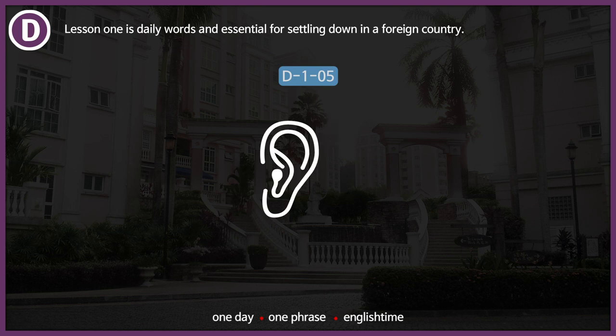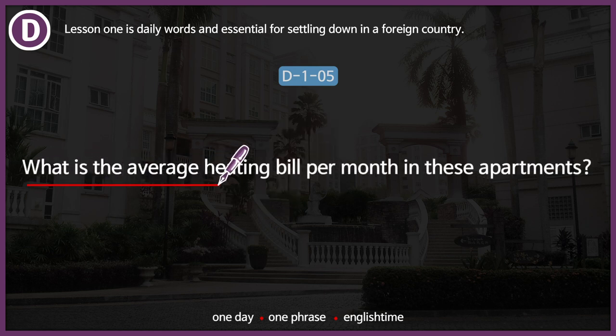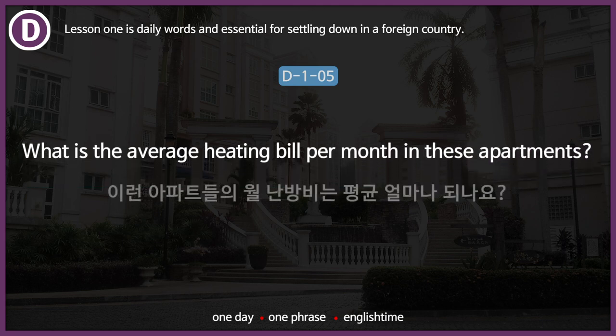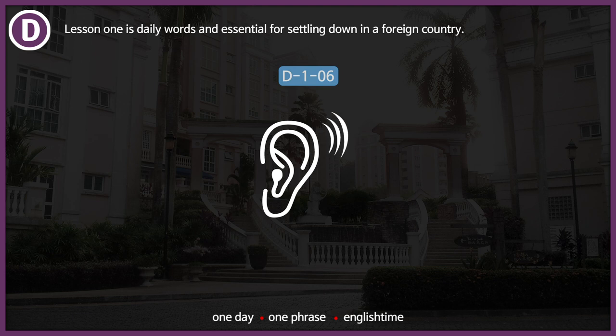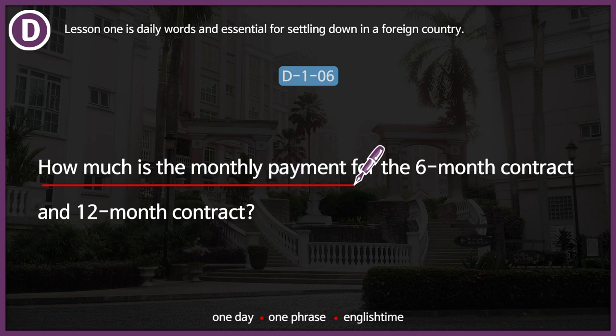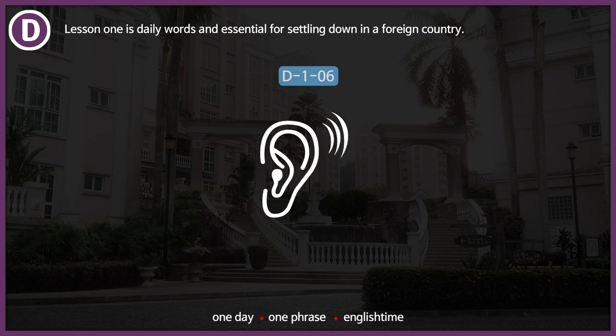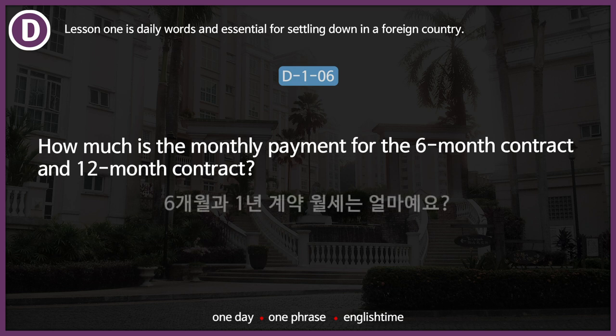What is the average heating bill per month in these apartments? How much is the monthly payment for the 6-month contract and a 12-month contract?